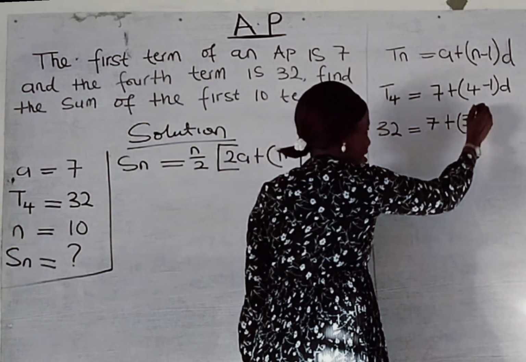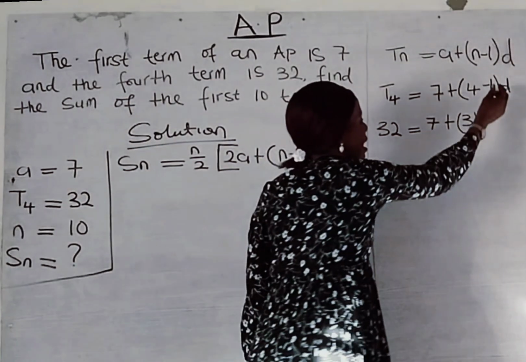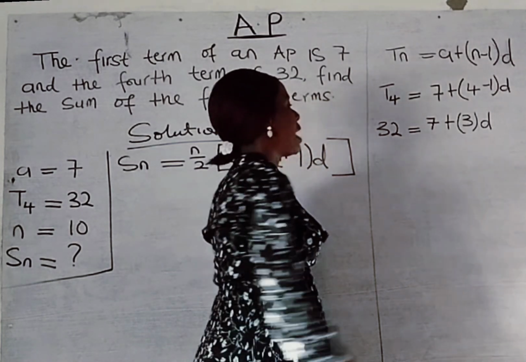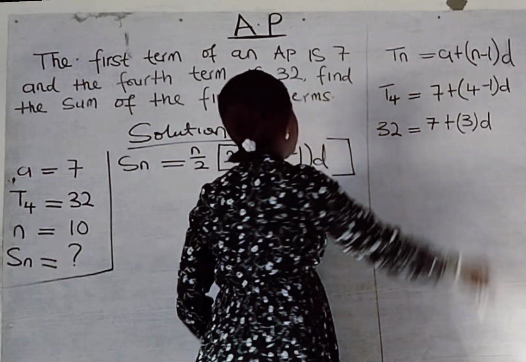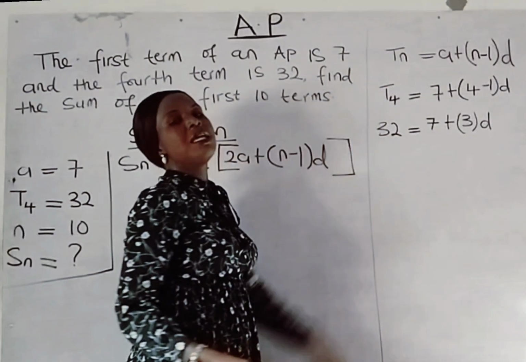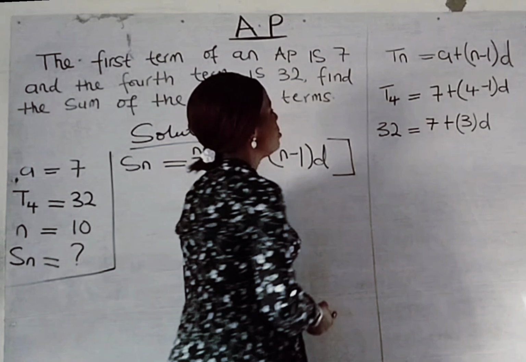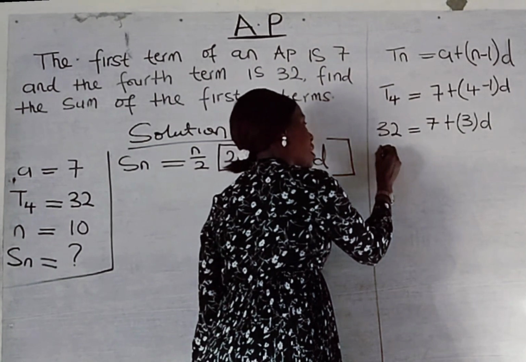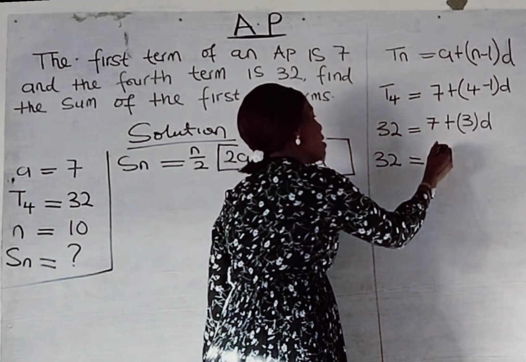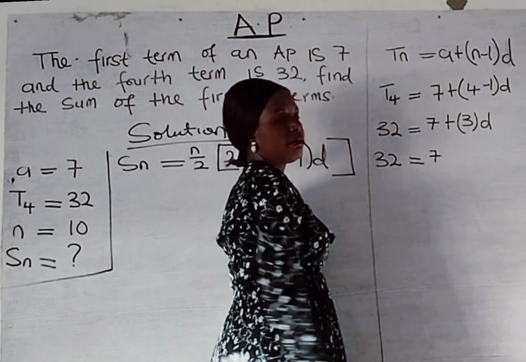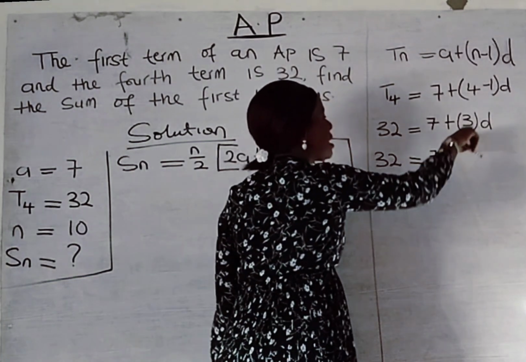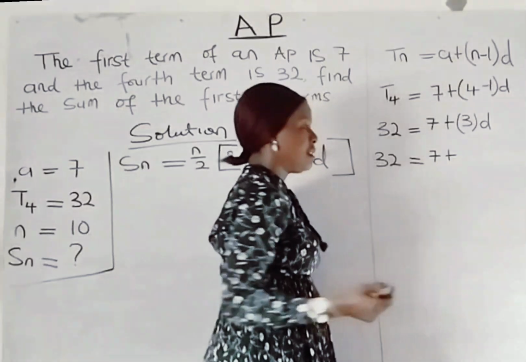And like I said, put it inside brackets. Then I carry down this D. Don't forget that that is what you are solving for. We are solving to get the value of this, so that you can use this formula to get the sum of this AP. We continue. I carry down this 32 again. 32 is equal to, still carry the 7 down, plus, and I will say 3 times D gives me 3D.